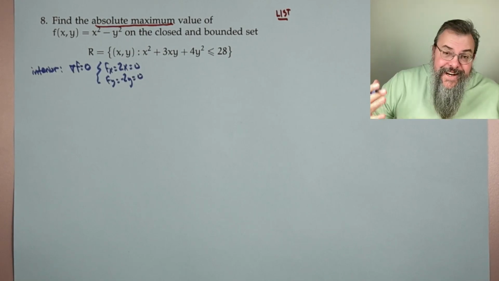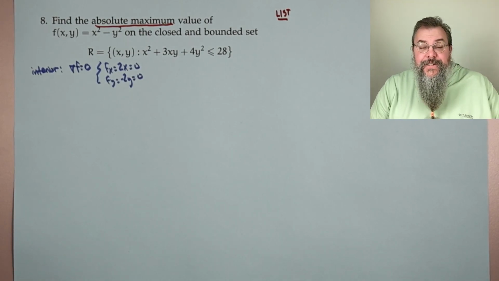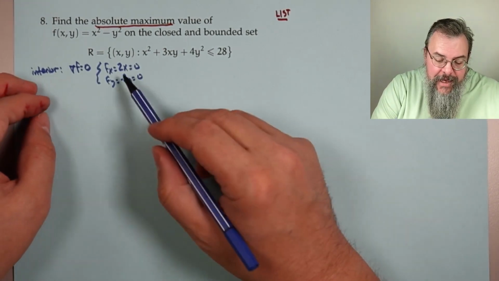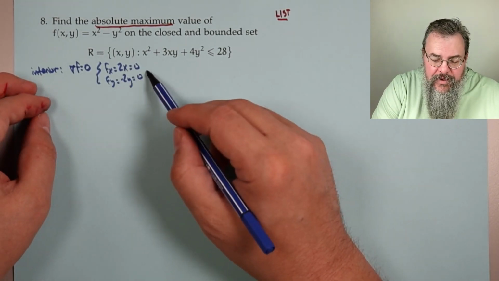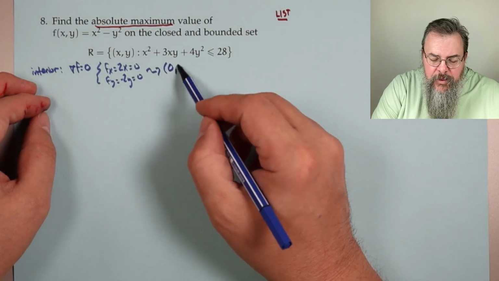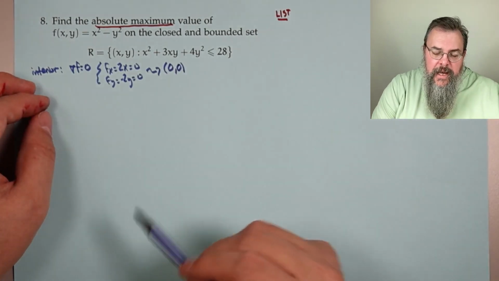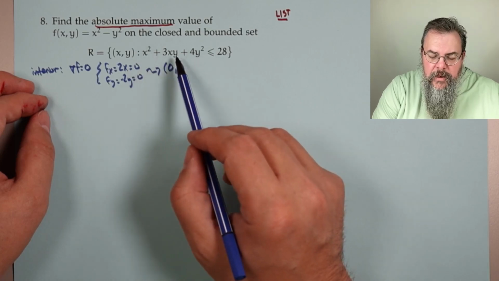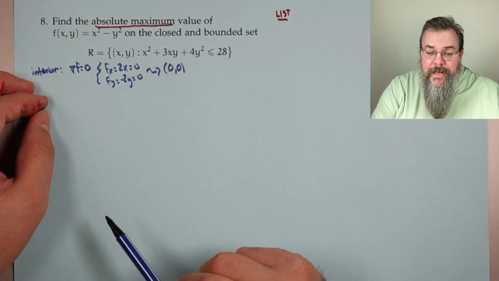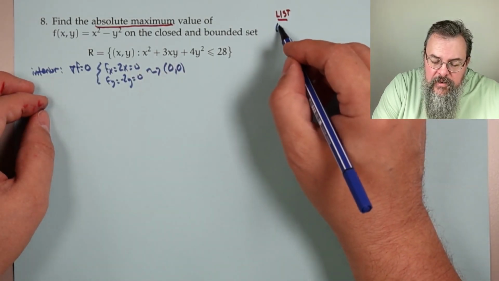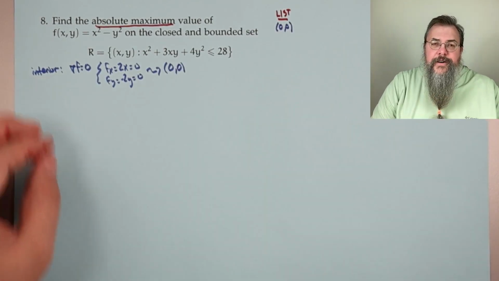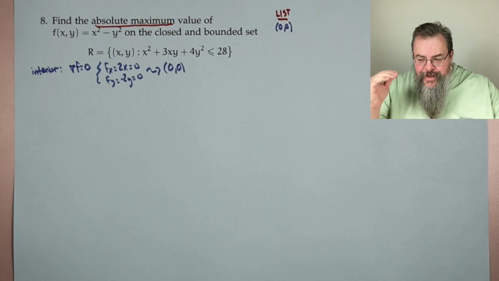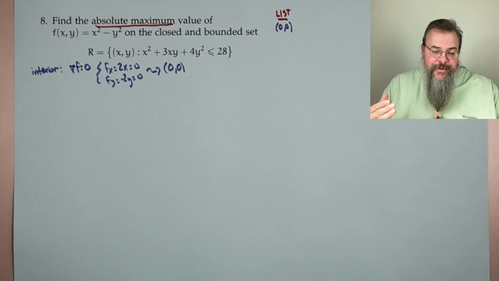Well, that gives us two equations and two unknowns. But it's a nice kind of two equations, two unknowns, insofar as we can solve this, and we can solve it quickly. x has to be 0, y has to be 0. That leads us to a single point in the interior. And it is true that 0, 0 does work, because 0 plus 0 plus 0 is less than or equal to 28. So 0, 0 is on our list. Now, the boundary.